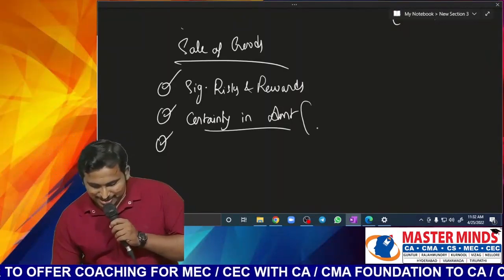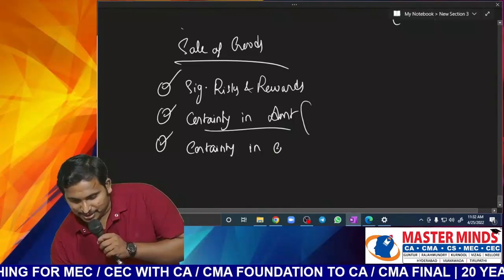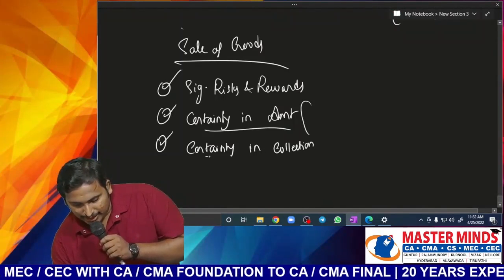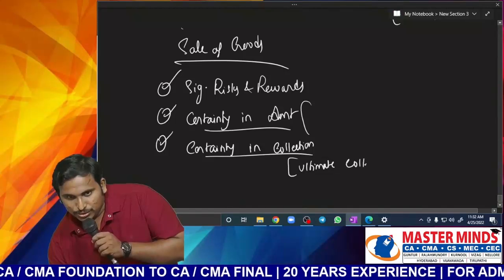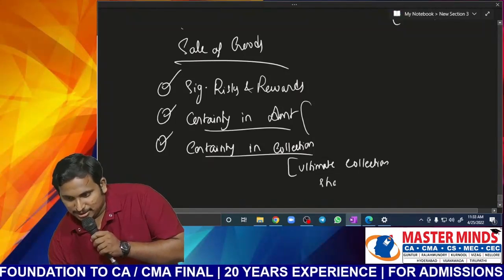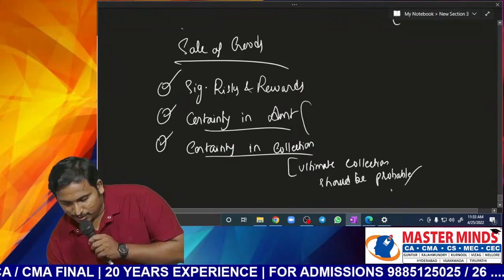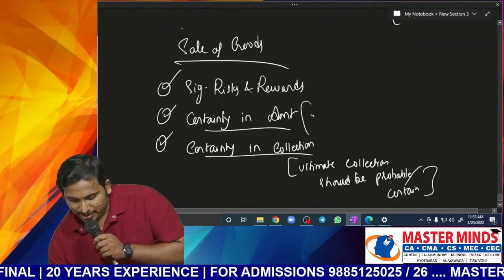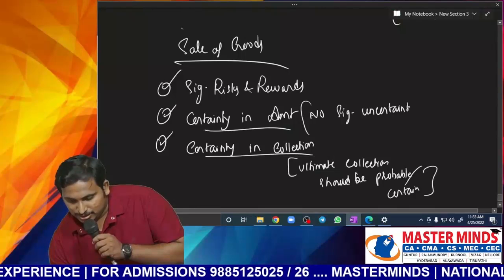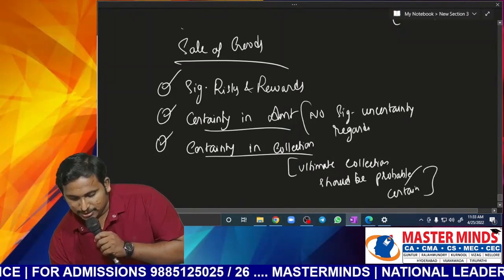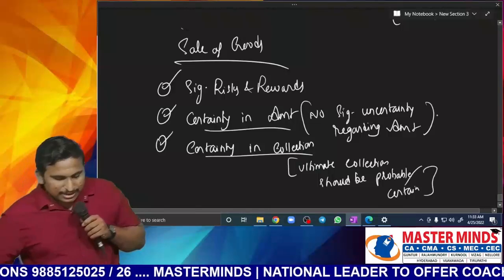Then the third one is certainty in collection. I am giving you in simple language. The ICAI formal language is that ultimate collection should be certain or probable. For the second one, they use no significant uncertainty regarding amount. We should learn in simple language and also remember the ICAI wordings. Both are important. Three conditions are there.